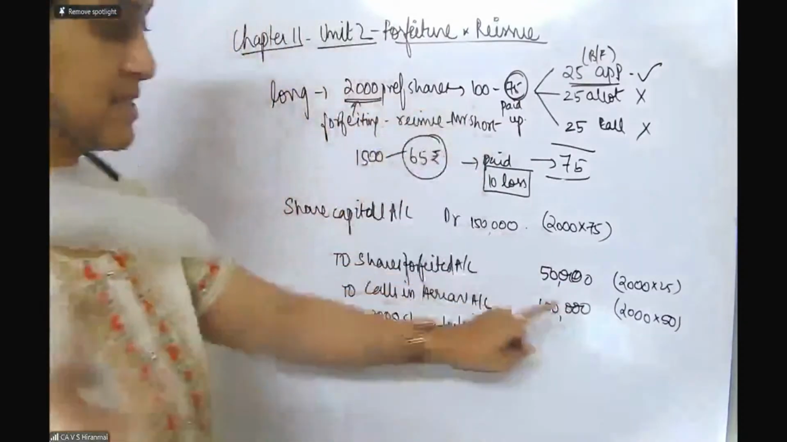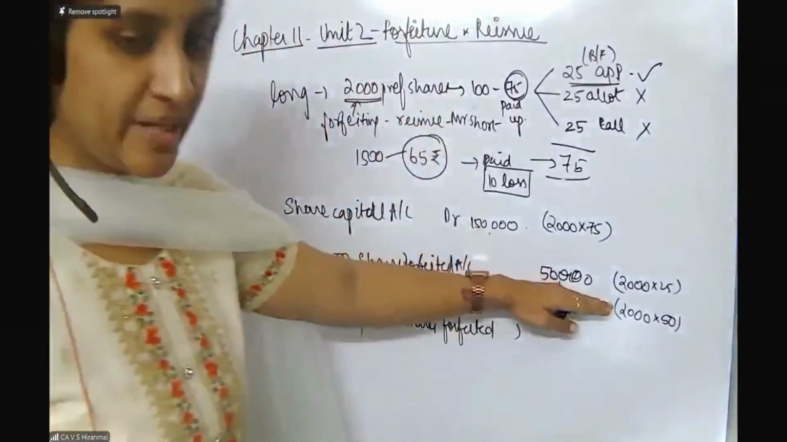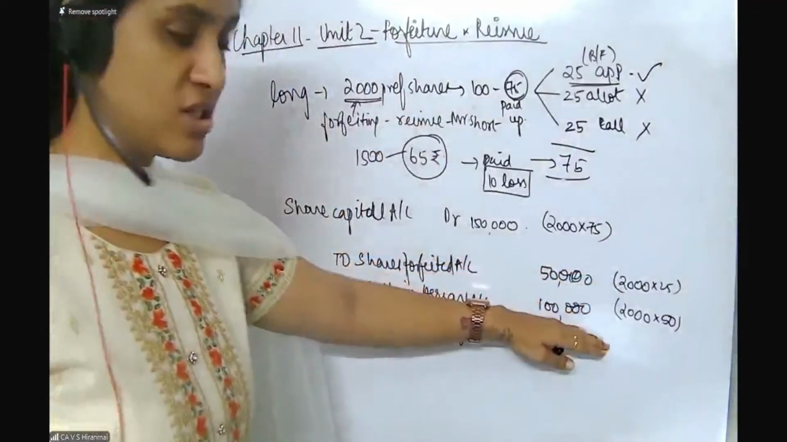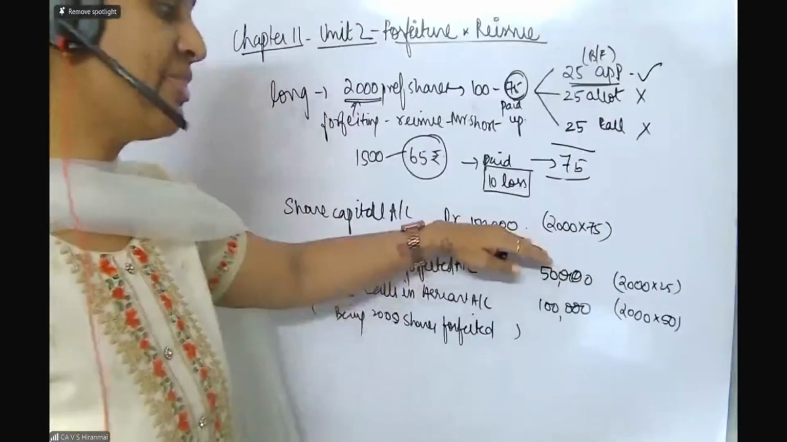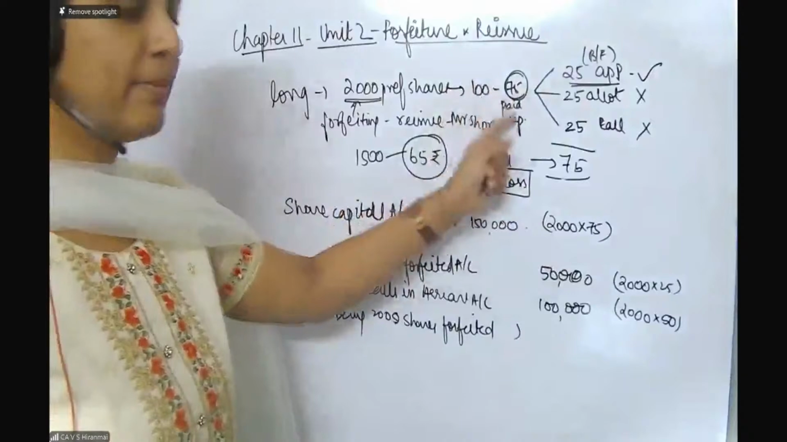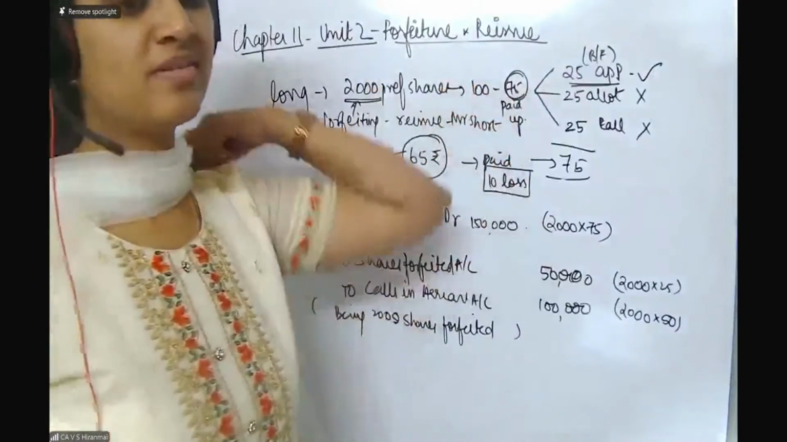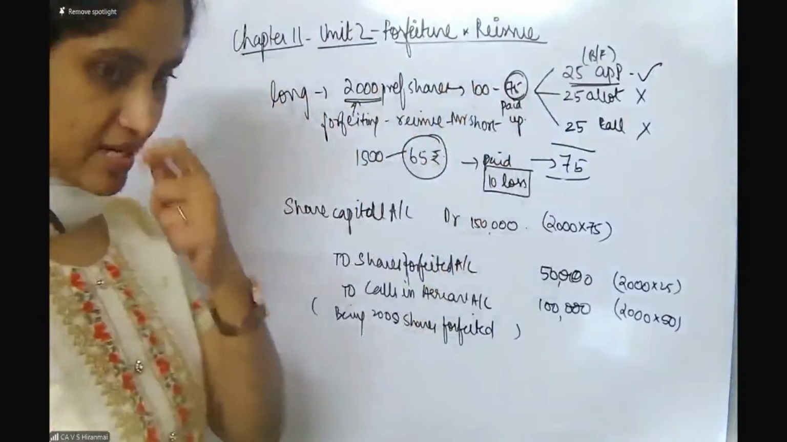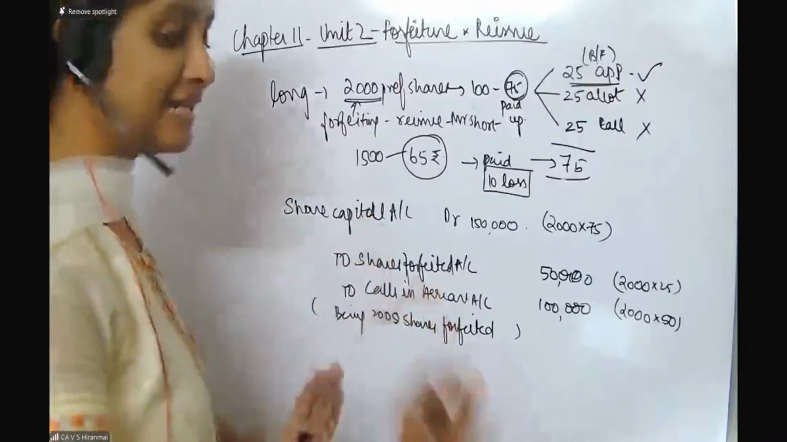That's it. We have passed the forfeiture entry. How much he has paid will go to shares forfeited. How much he has not paid will go to calls in arrears. And the face value: here the face value, paid up value or the actual value, whichever is less. So we have taken the lesser value. Clear? Now we come to the reissue entry.